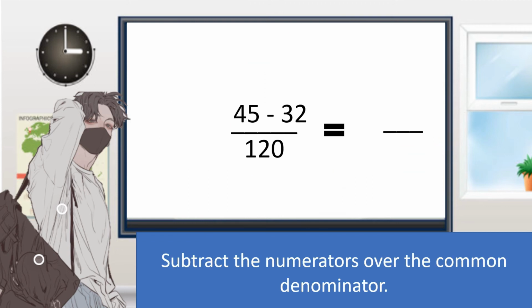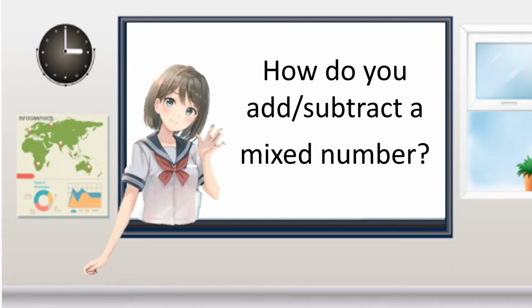So 45 minus 32, we just subtract the numerators over the common denominator. The answer is 13. Just copy the denominator. The answer is 13/120. And you are correct. Yes, LJ, we can solve it. Let's follow the instructions.